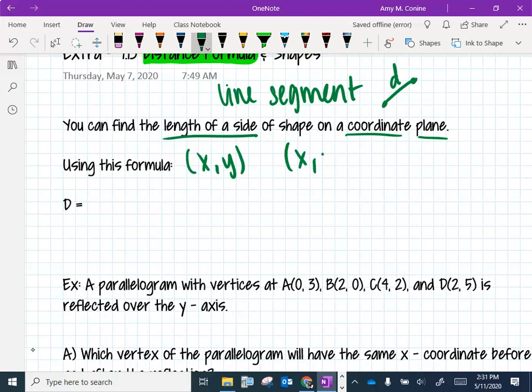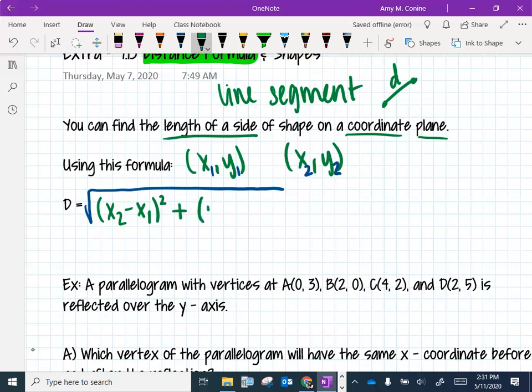So let's say I have two coordinates, x and y. Similar to when we had slope, we need an x2, y2, and an x1, y1. For distance formula, we have this square root symbol, and on the inside, we're going to take x2, subtract x1, and square it. Then we're going to add that to y2 minus y1 and square that as well.